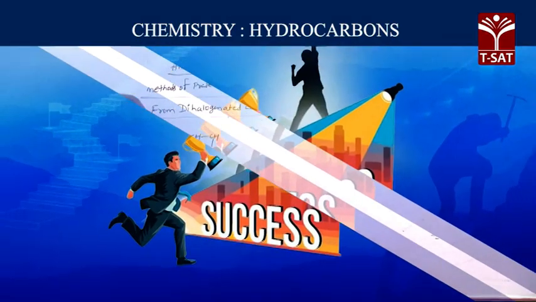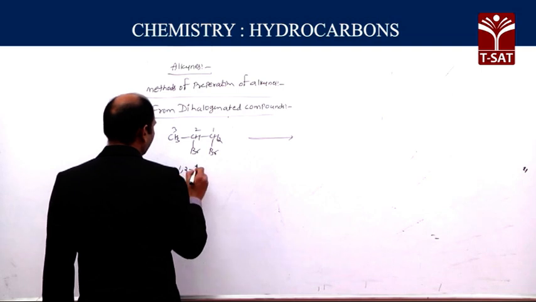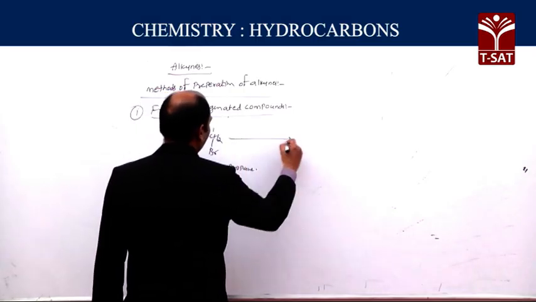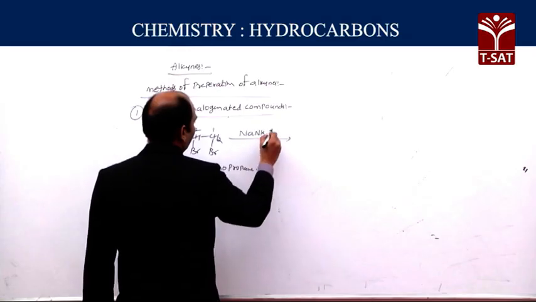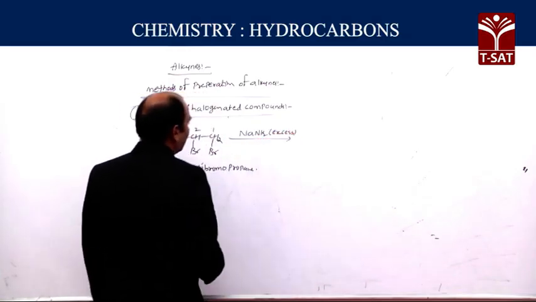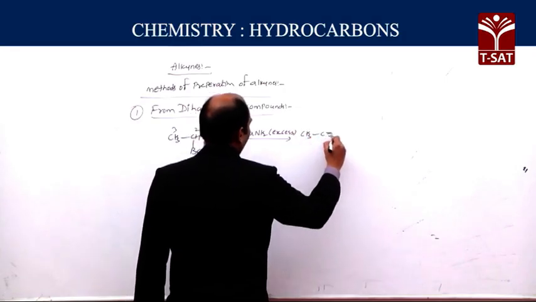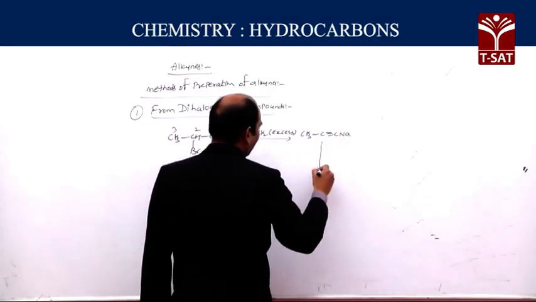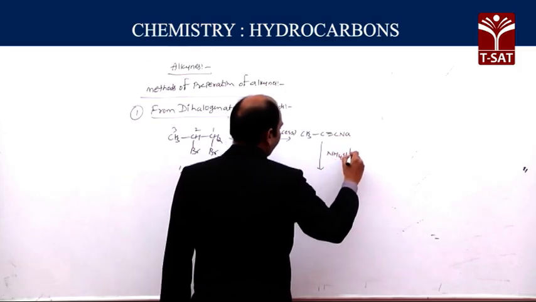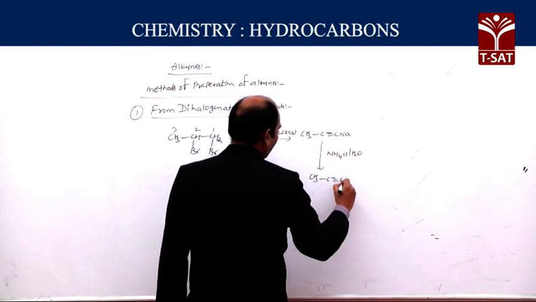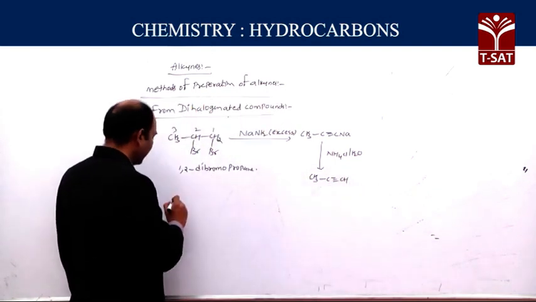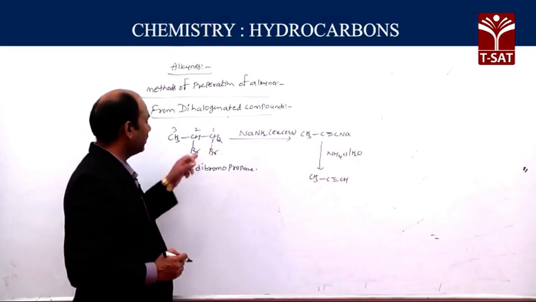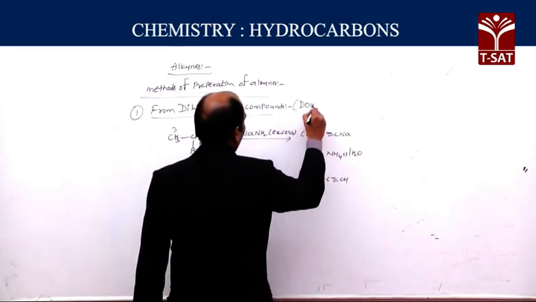A simple example: CH3CHBrCH2Br, this is 1,2-dibromopropane. When it is treated with excess NaNH2, what happens? Here we get CH3C triple bond CNa, and on acidification, in neutral medium, we get CH3C triple bond CH. In this reaction, HBr is eliminated, and one more HBr is eliminated, which is nothing but double dehydrohalogenation. This is called double dehydrohalogenation.